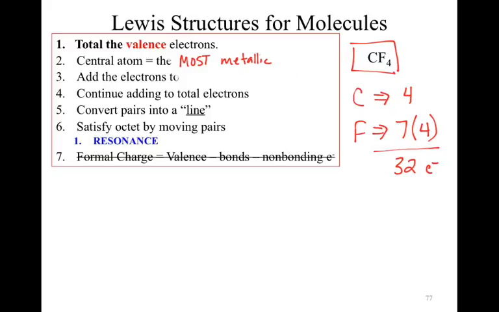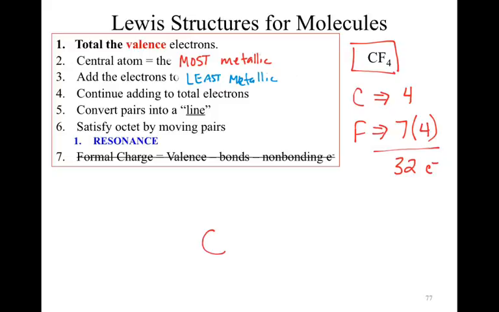Okay, and we will add our electrons to the least metallic. Okay, so our most metallic atom is in the lower left-hand corner of our periodic table. Our least metallic is the upper right-hand corner. Well, fluorine is our classic case of the least metallic. Carbon is a little bit further to the left, so that makes it more metallic than fluorine. Does not make it a metal, it's just saying relatively carbon is more metallic. Okay? So, central atom, carbon.